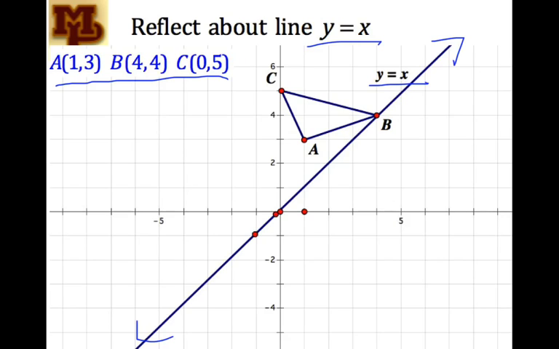So this one is 4, 4. That one doesn't change, because obviously 4, 4 is still 4, 4. So that's your B prime right there. And then your C prime, instead of being 0, 5, it's going to be 5, 0. 1, 2, 3, 4, 5. So this is C prime. And then A prime, instead of being 1, 3, it's 3, 1.